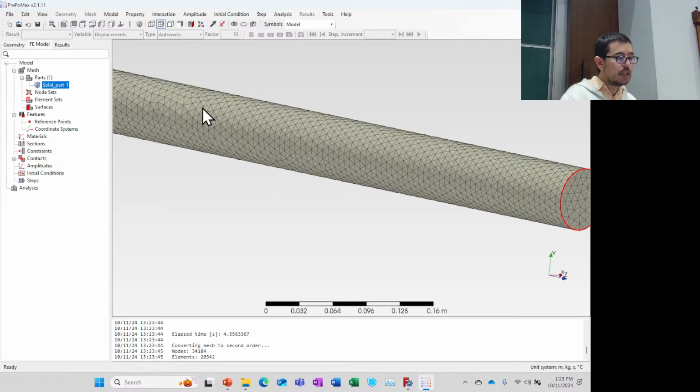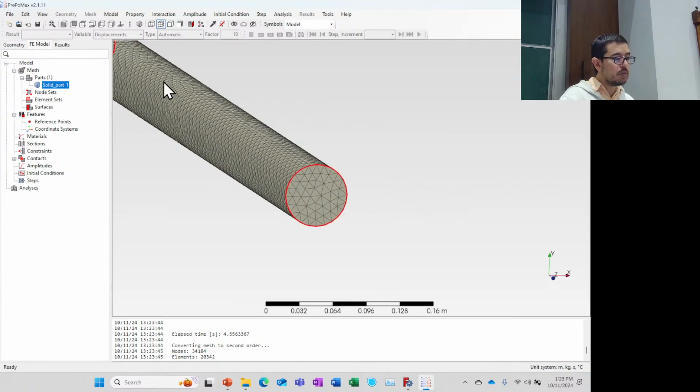You can see how, since we're discretizing a curved surface with non-curved lines, we lose some fidelity to that curved surface, and so that's something that you have to balance whenever you do finite element analysis.